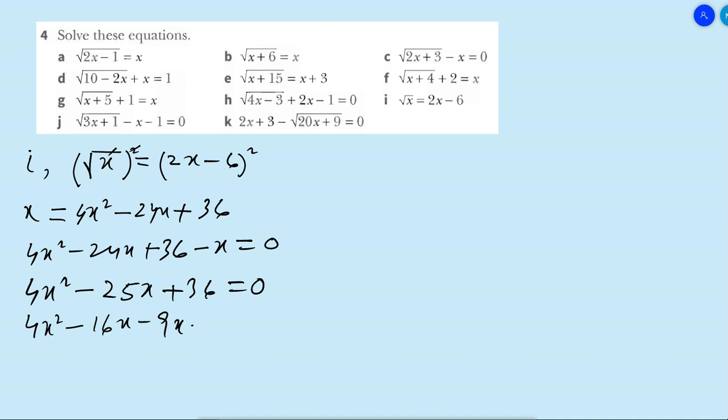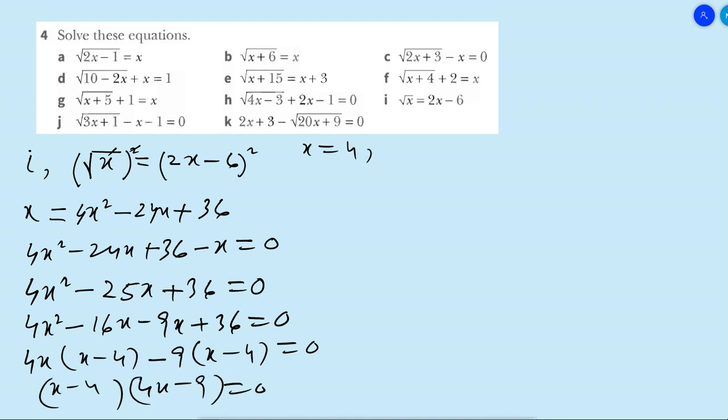Taking 4x common, x minus 4, taking minus 9 common, x minus 4 is equal to 0. (x minus 4) and (4x minus 9) is equal to 0. This implies that x is equal to 4 and x is equal to 9 upon 4. But the only answer is x is equal to 4. Why? Because 9 upon 4 will not satisfy the question. How to check? Right now you know very well.